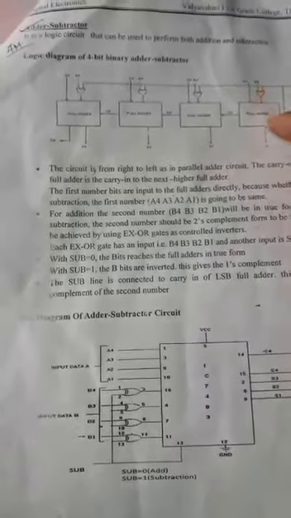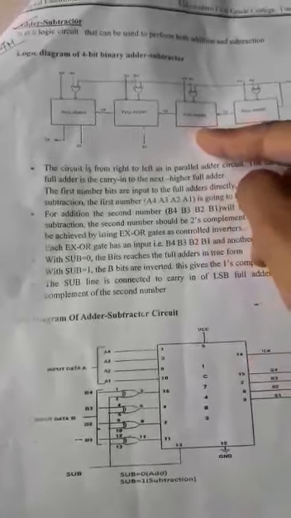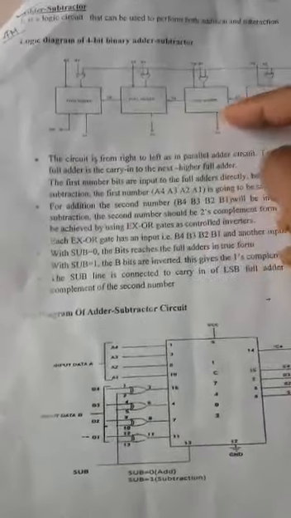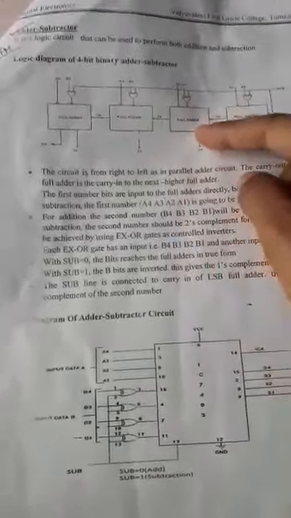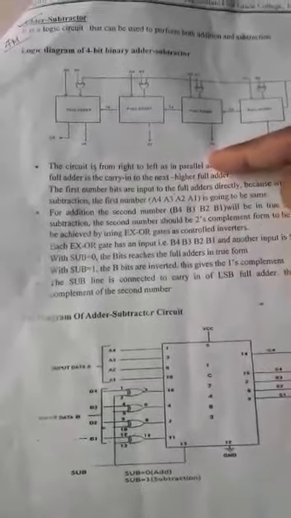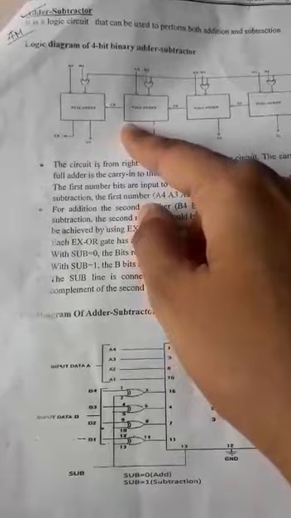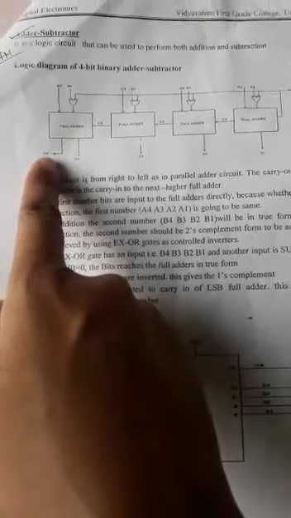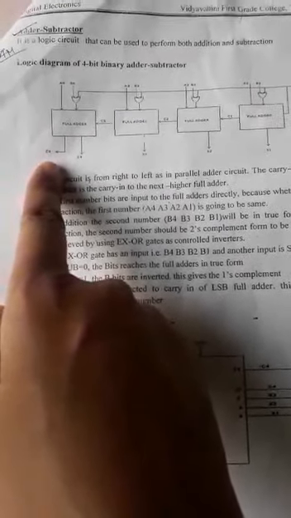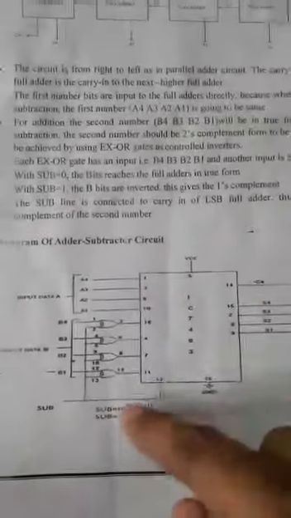Whatever carry output is generated is given as the carry input to the second full adder. Using the carry input, A2 and B2 perform the operation and produce the data output S2, and C2 is given as a carry input to the third full adder, and so on it continues. The C4 from the last full adder is considered as the output carry. Now we will see the pin diagram.